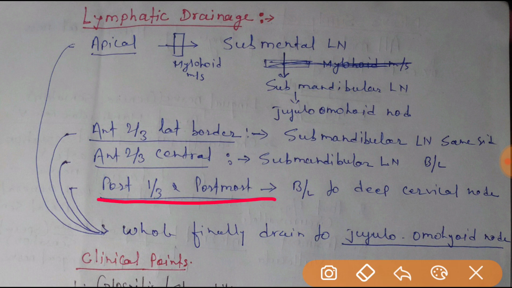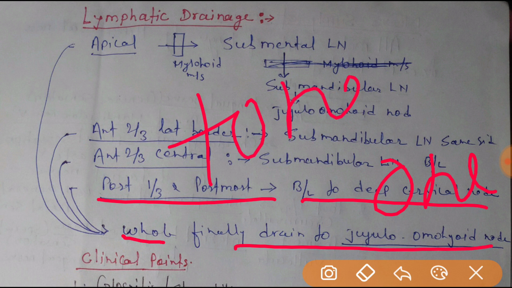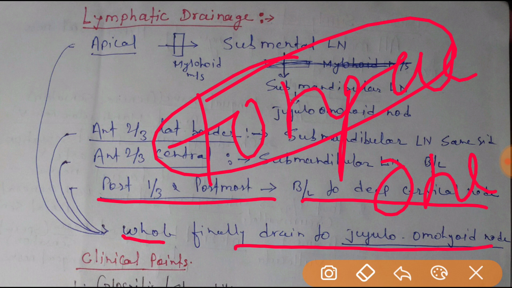The posterior 1/3 and posterior most part drain bilaterally to the deep cervical node. You have to remember this. Then one thing is that the whole lymphatic drainage finally drains to the jugulo-omohyoid. You can remember the jugulo-omohyoid: O indicates ONE, and you have only one tongue, so it drains to the omohyoid. That means start with the letter O.